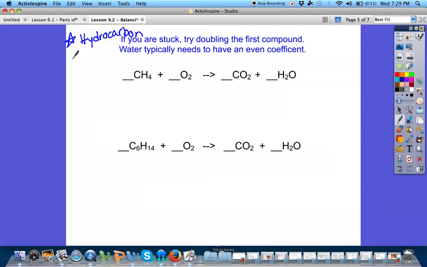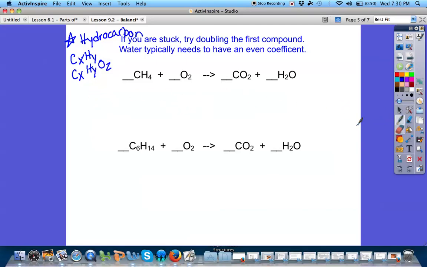A hydrocarbon just means that you have some number of carbon bonded to some number of hydrogen. You may also have some number of carbon bonded to some number of hydrogen and some number of oxygen. That is a hydrocarbon. So if you've tried something and it's not working out, go back and double that first compound.